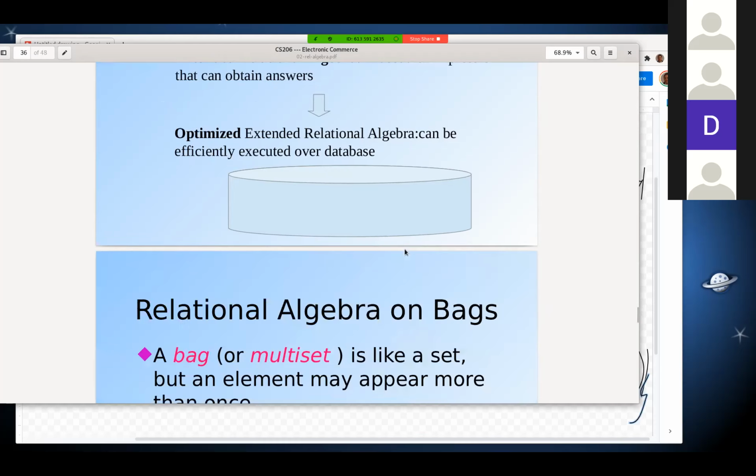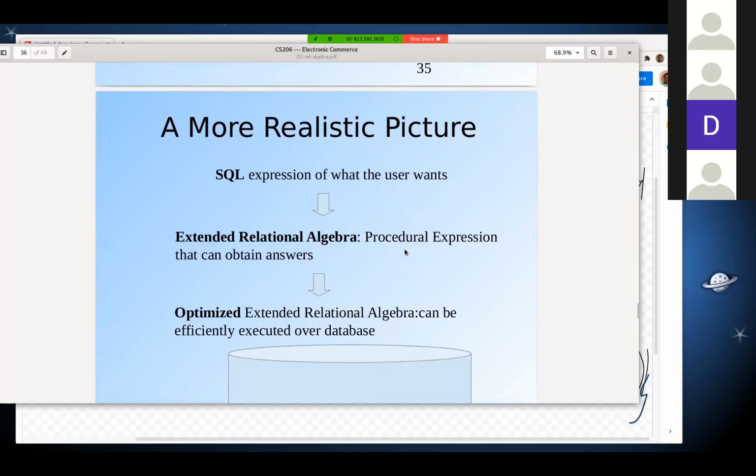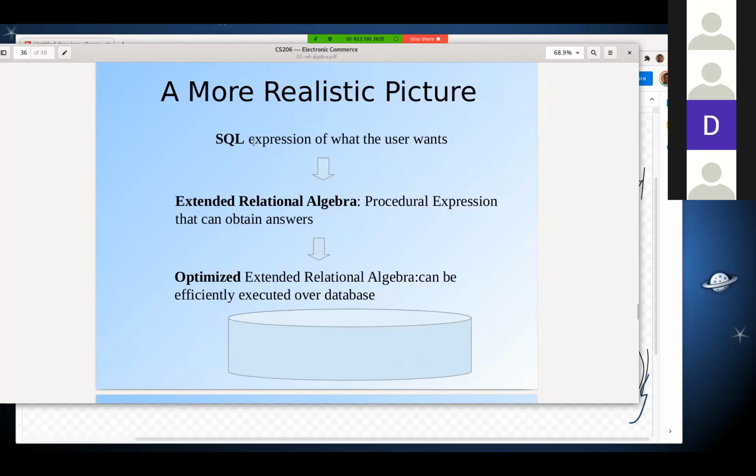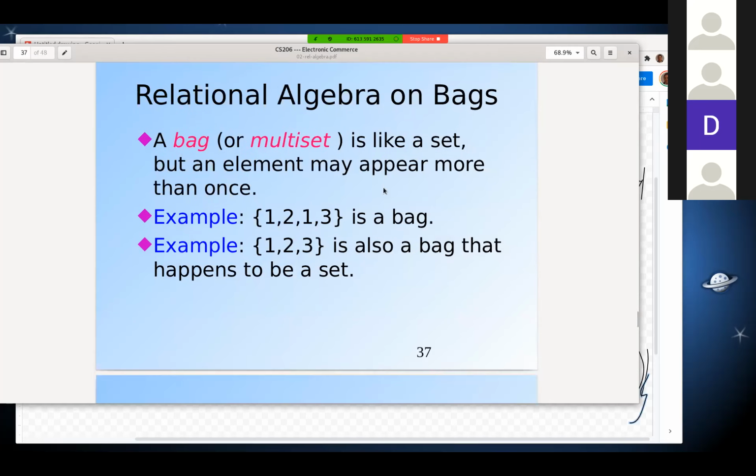Okay, so the key thing here is that the first move we're going to make toward getting a bit more realistic picture, something a little bit more useful, is we're going to go to bag semantics. So bags, or multi-sets if you want to be more mathematical. A bag is like a set, but you can have elements that are repeating. So SQL is based on the bag semantics, and so is extended relational algebra.